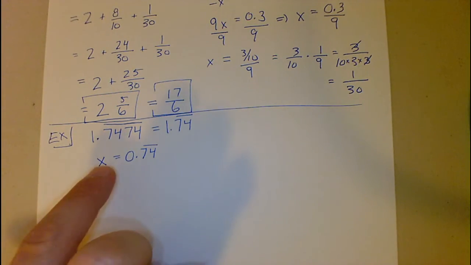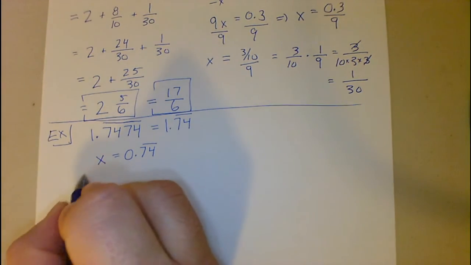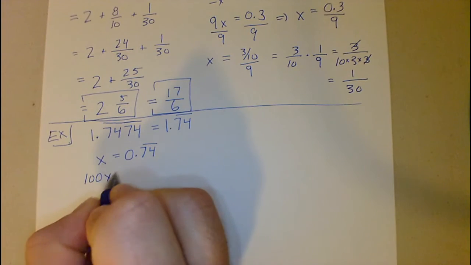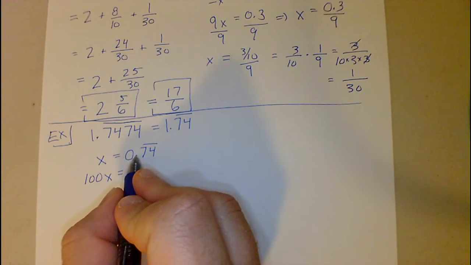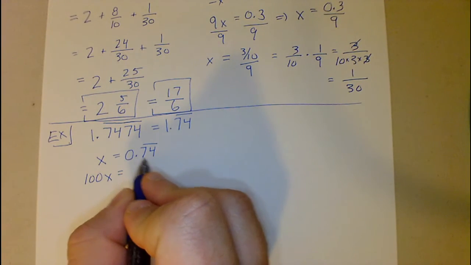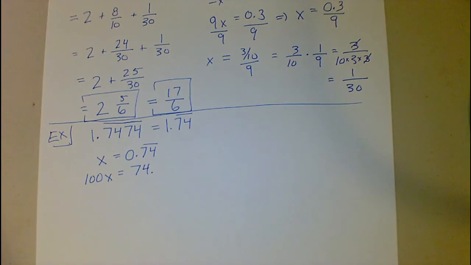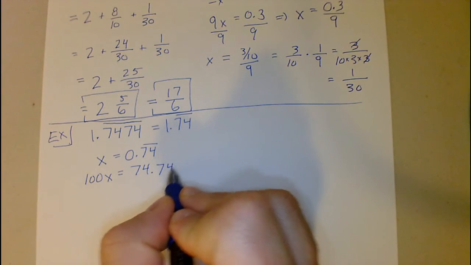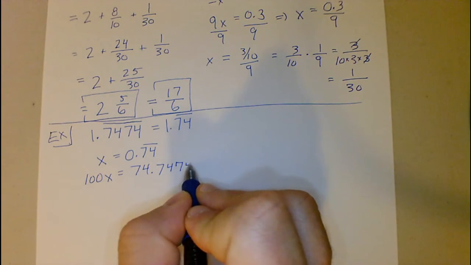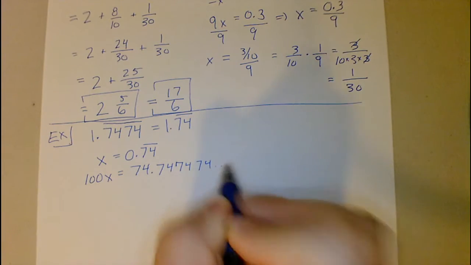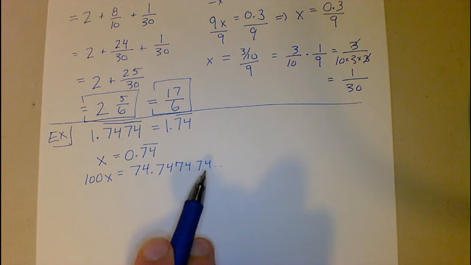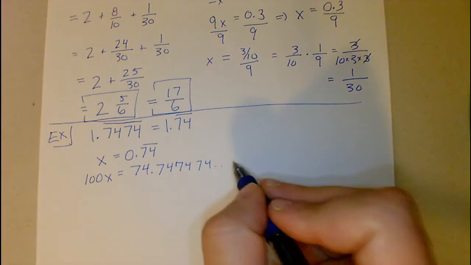Remember in algebra, what you do to one side of an equation, you must do to the other. So 100x equals... I'm going to move this decimal place over because I'm multiplying by 100. So 74, decimal right there. And what follows 74? 7, 4, 7, 4. There's still, remember, an infinite number of 74s after that. Right?